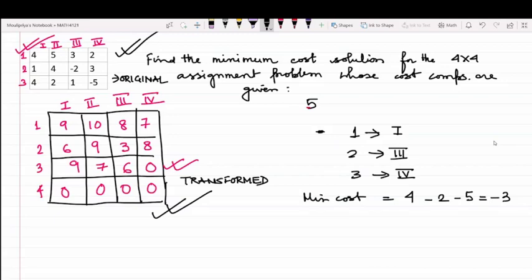So fine, these are all the cases of the assignment problem that we are interested in. Now I think we are in a position to get into the simplex algorithm.